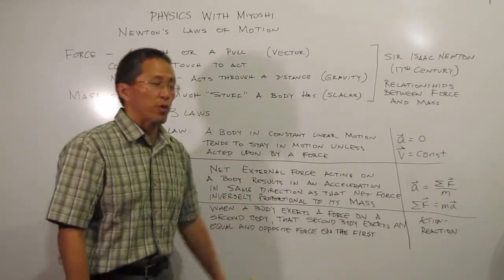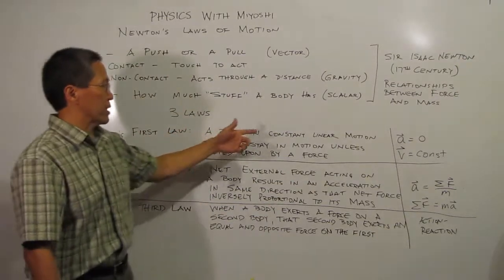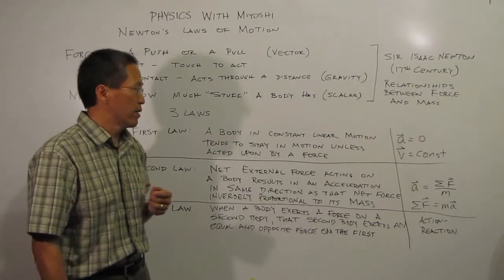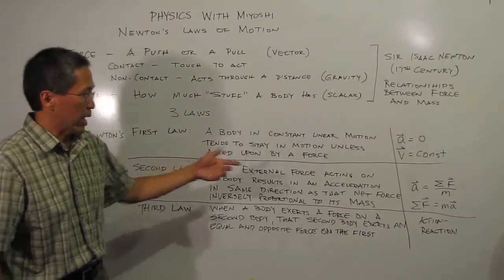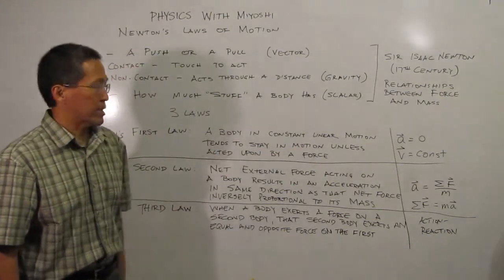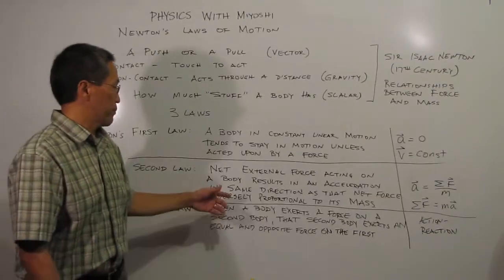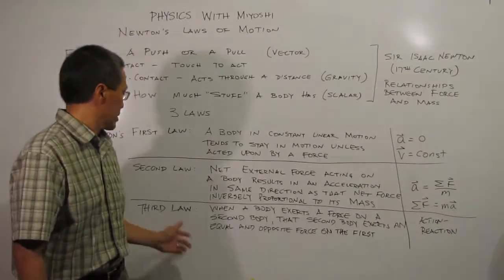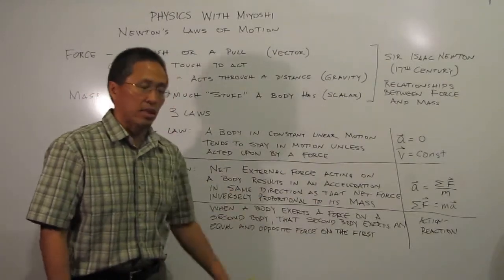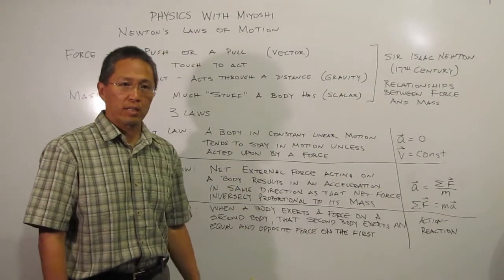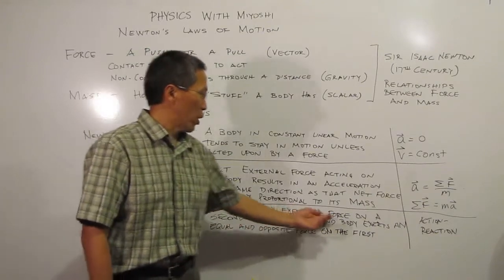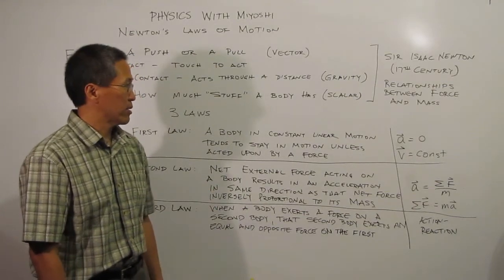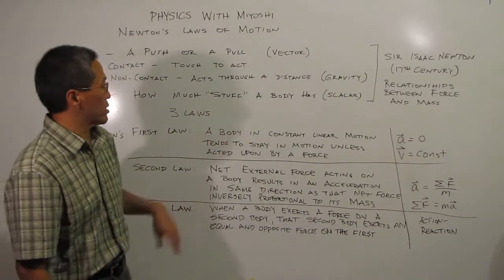So, the three laws of motion. A body in constant linear motion tends to stay in motion unless it's acted upon by a force. That's Newton's first law. The second law is F equals ma, that the net external force acting on a body gives it acceleration in that same direction as the force and inversely proportional to its mass. The third law, the action-reaction law: whatever force one body exerts on another, that second body will exert back on the first. So, Newton's three laws of motion.